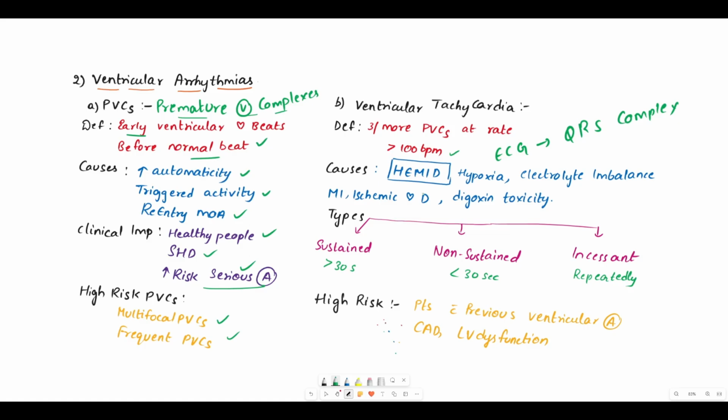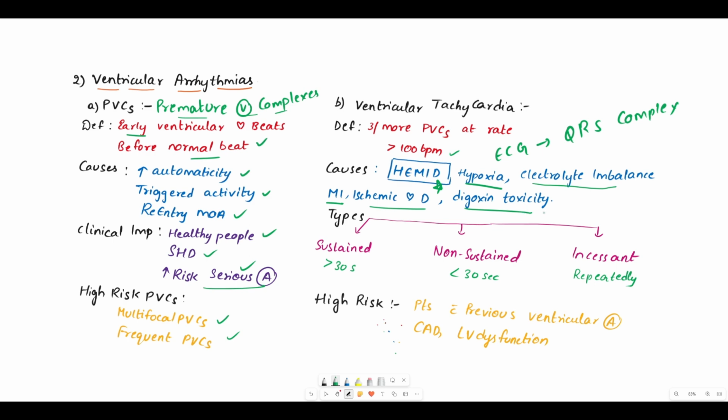And coming to the common causes, just remember the trick as HEMID, where H means hypoxia, E means electrolyte imbalance or electrolyte abnormalities, M means myocardial ischemic heart disease, I means ischemic heart disease, and D means digoxin toxicity. So these are some common causes for getting ventricular tachycardias.